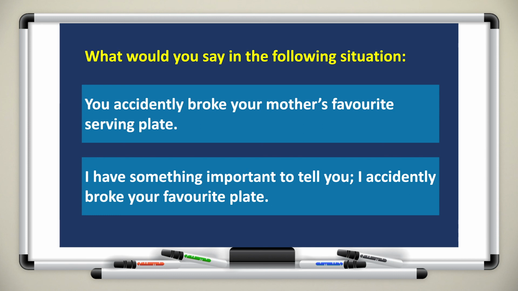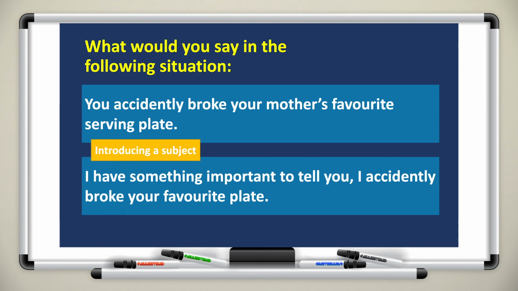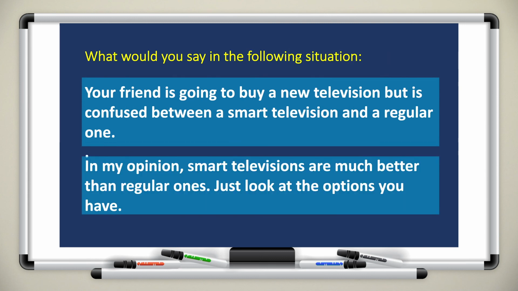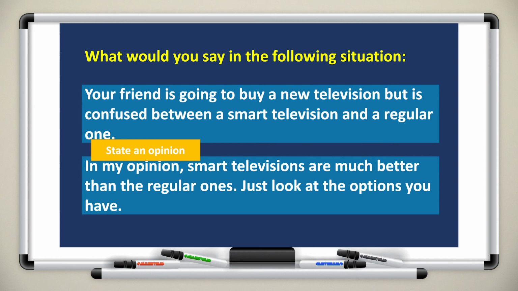What do we call this? We call it introducing a subject. So you started by saying, I have something important to tell you. This is how you introduce a subject to a person. Another example is your friend is going to buy a new television but is confused between a smart television and a regular one. What will you say in that situation? You will go like, in my opinion, smart televisions are much better than regular ones. Just look at the options you have. This is stating an opinion because you started the sentence with, in my opinion, so you stated your opinion.